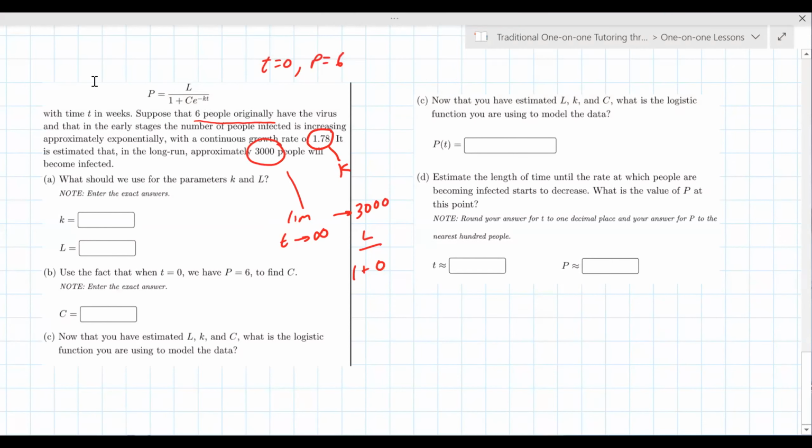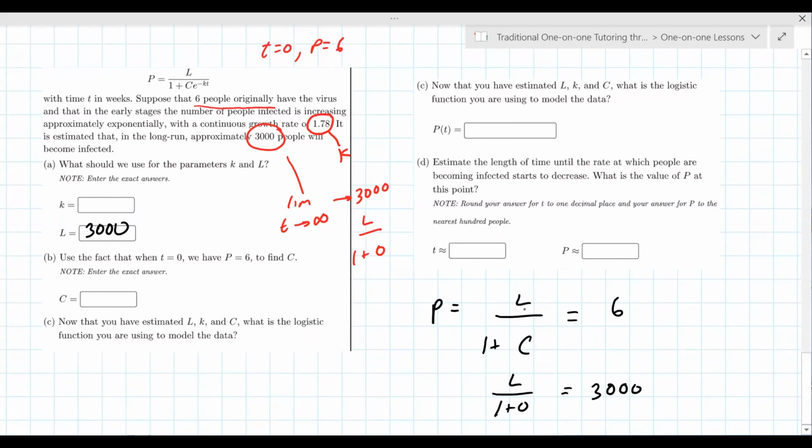So when t is 0, you get p equals L over 1 plus c. And so that equals 6. I'm sorry, that equals 6, not p. That doesn't help you because you got too many variables. But when you go to infinity, you get L over 1 plus 0 equals 3000. So that tells you that L is 3000. Then when you put that back here, it's like, well, 3000 divided by 1 plus what number equals 6.